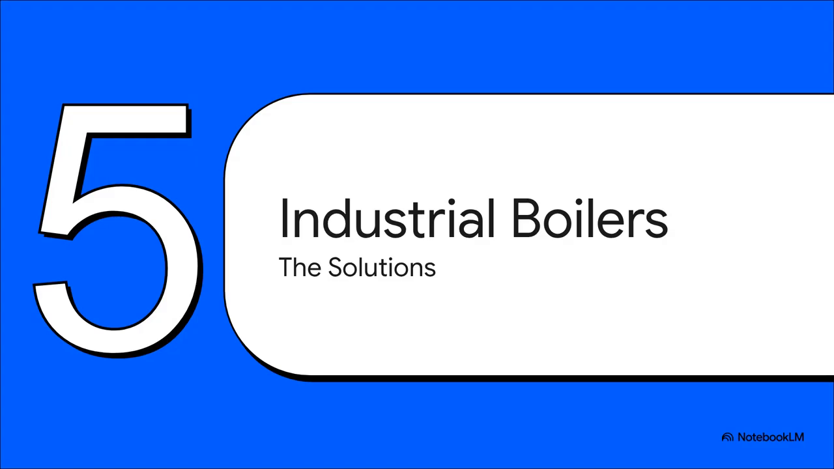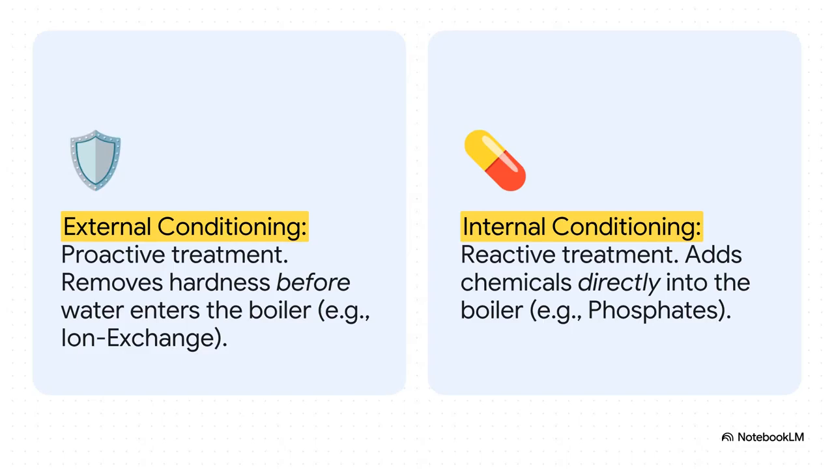Whew, we've talked about a lot of pretty serious problems: scale, sludge, corrosion. So how do we actually fight back? Well, this final section is all about the solutions, the clever ways engineers condition and treat water to prevent all those bad things from happening. There are really two main strategies here. You have external conditioning, which is a proactive approach. You treat the water and remove all the bad stuff before it even gets into the boiler. Then you have internal conditioning, which is more reactive. You add chemicals directly into the boiler to deal with any impurities that might still be in there.